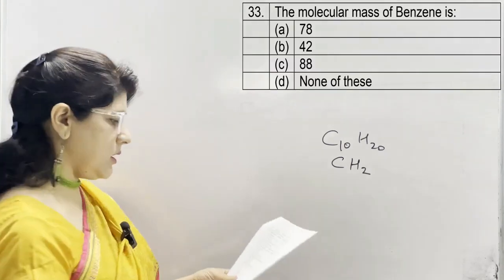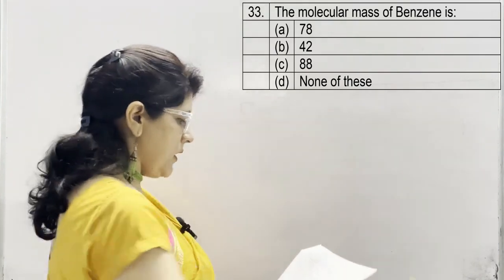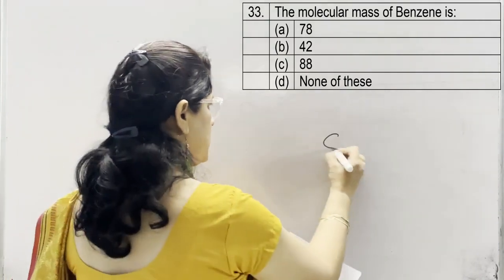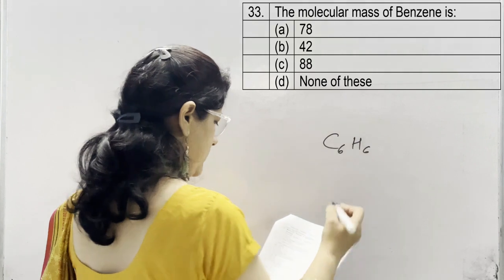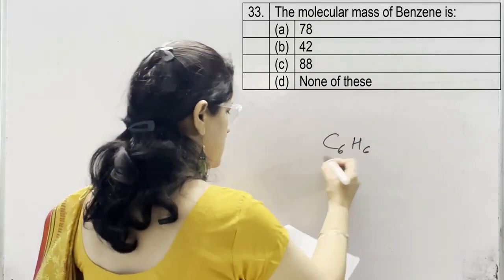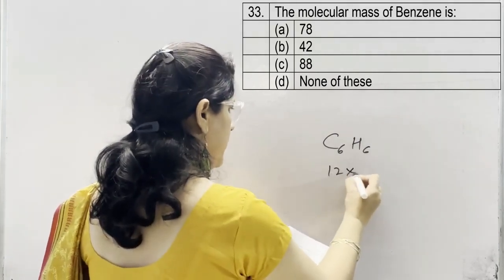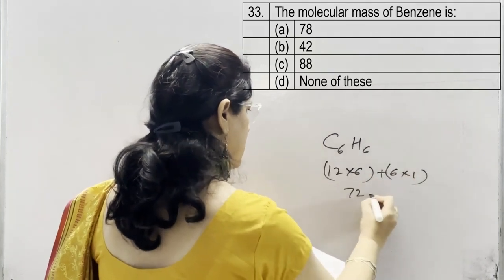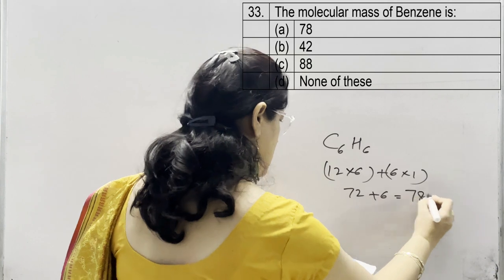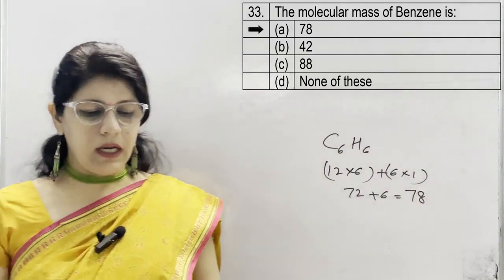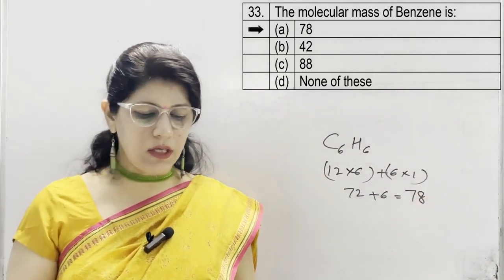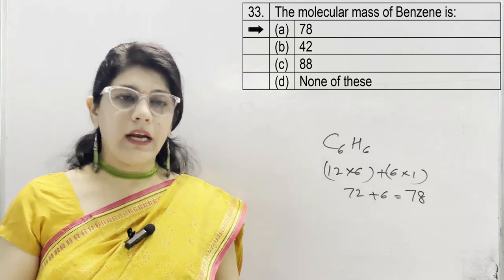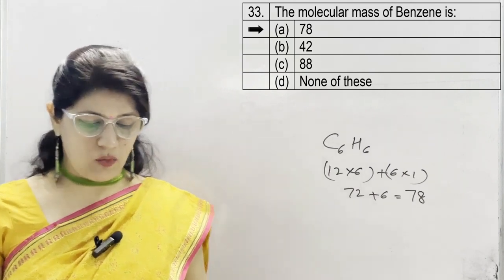In question number 33, the molecular mass of benzene is, we know that benzene is C6H6. Now molecular mass is, C means 12 into 6 plus 6 into 1. 12 sixes are 72 plus 6. It means 78. Options given are A 78, B 42, C 88, and D none of these. And A option 78 is the correct one.